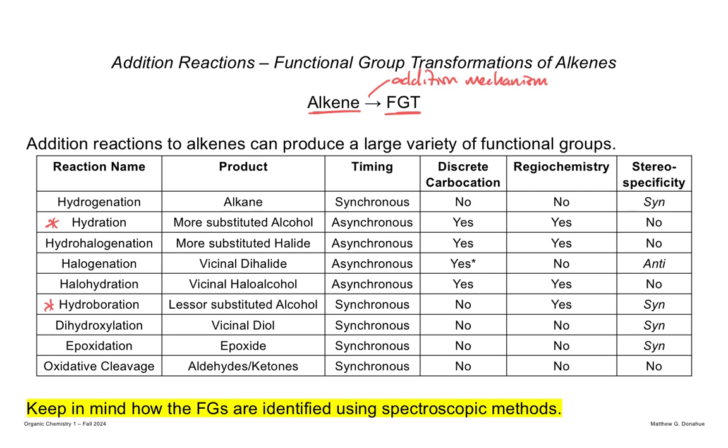Dihydroxylation, you're adding an OH to each carbon. Epoxidation, you're adding one oxygen to both carbons. And oxidative cleavage, your alkene, both carbons now become carbonyls. And I haven't updated this slide in a smidge, so there's probably 2 or 3 more that are going to be added to this. And all of the timing, carbocation mechanism stuff we'll go through slide by slide.